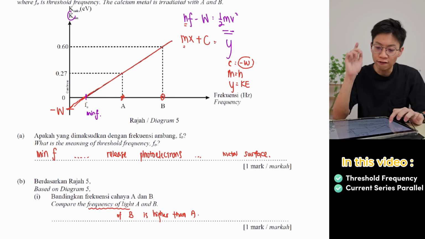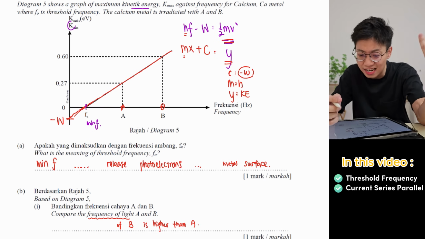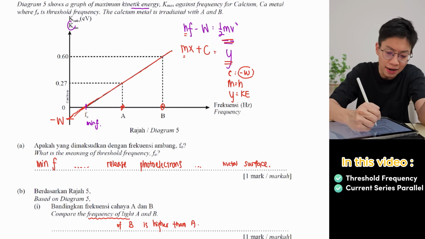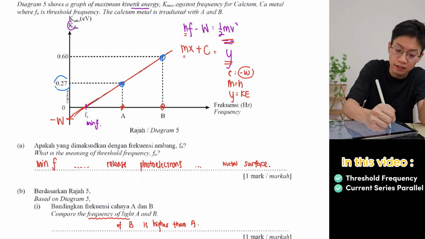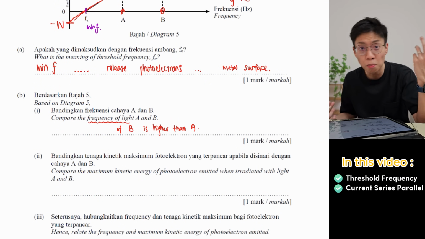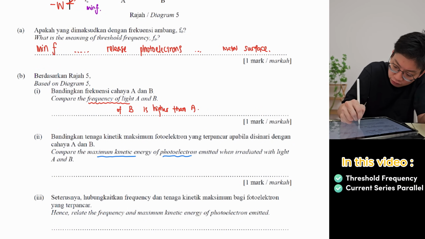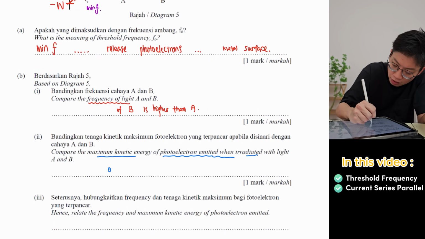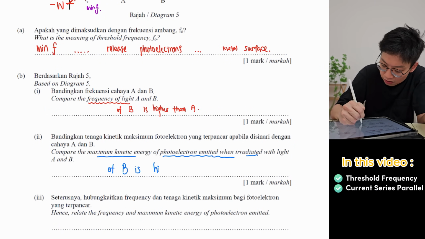Now, what about the kinetic energy? So for this graph, all you have to know is the y-axis is the half mv squared, the kinetic energy. So now you compare A's point and B's point. A is 0.27 kinetic energy. B is 0.6 kinetic energy. So which one actually produces more kinetic energy? So obviously it's B. So you can see the maximum kinetic energy of the photoelectron emitted of B is higher than A.